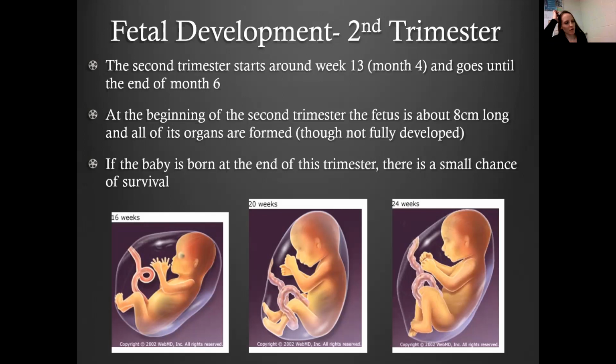If the baby were born at the end of the 2nd trimester, there is a small chance of survival, though it would be very difficult because the organs, especially the respiratory organs, would not be fully formed at that point. But yeah, by the end of the first trimester, start of the second, we have our little fetus formed this much. This is an end of first trimester sized fetus.